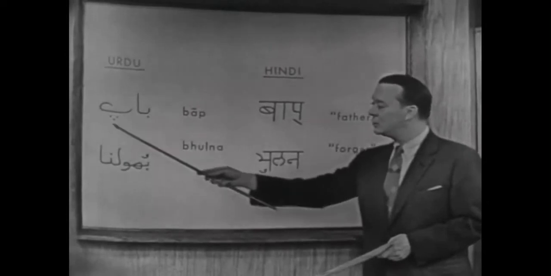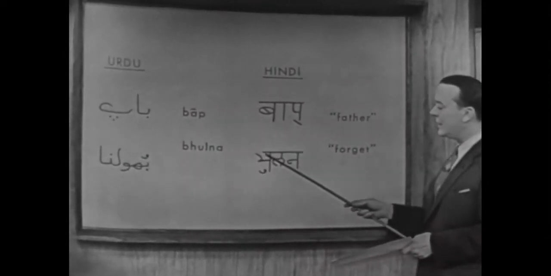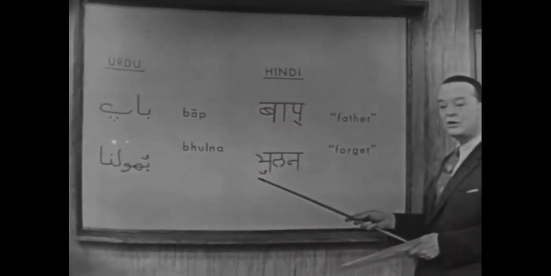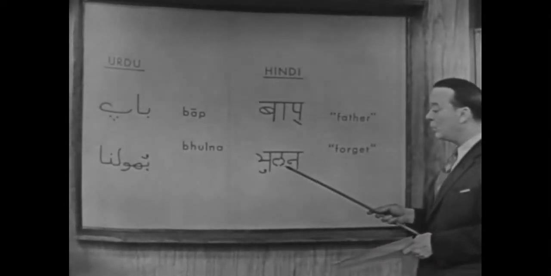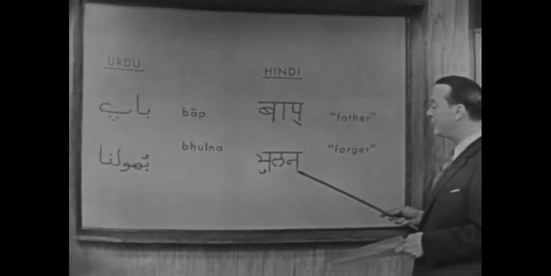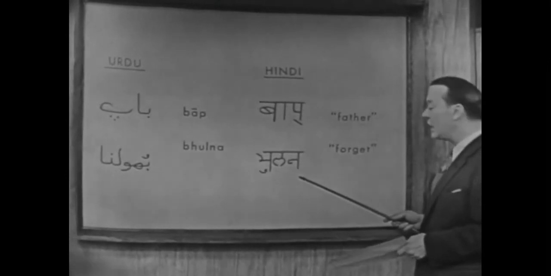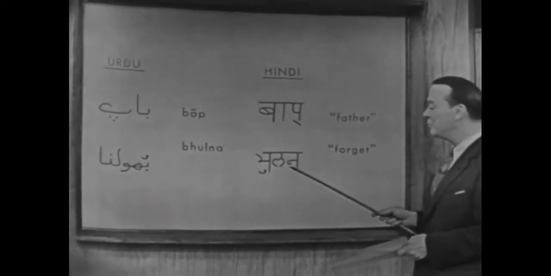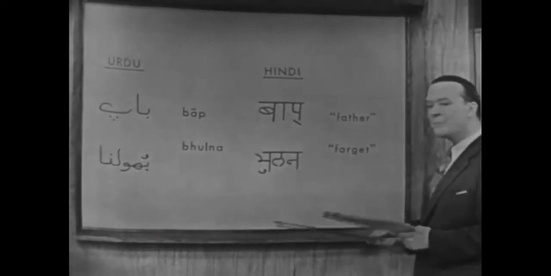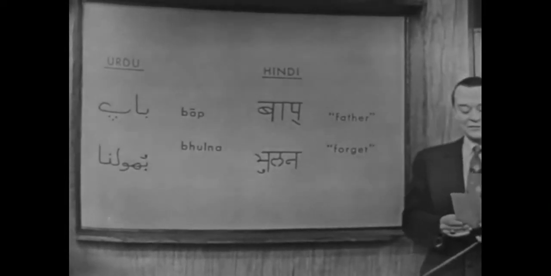Here's what it looks like in the Urdu. Bulna, meaning forget. Again, in the Devanagari, this is a BH and this is a U. This is an L, so I read bul, na. And since there is no mark under that, I don't read it na. I read it na and don't read it bul, but bulna. In other words, a combination of syllabary and alphabet.